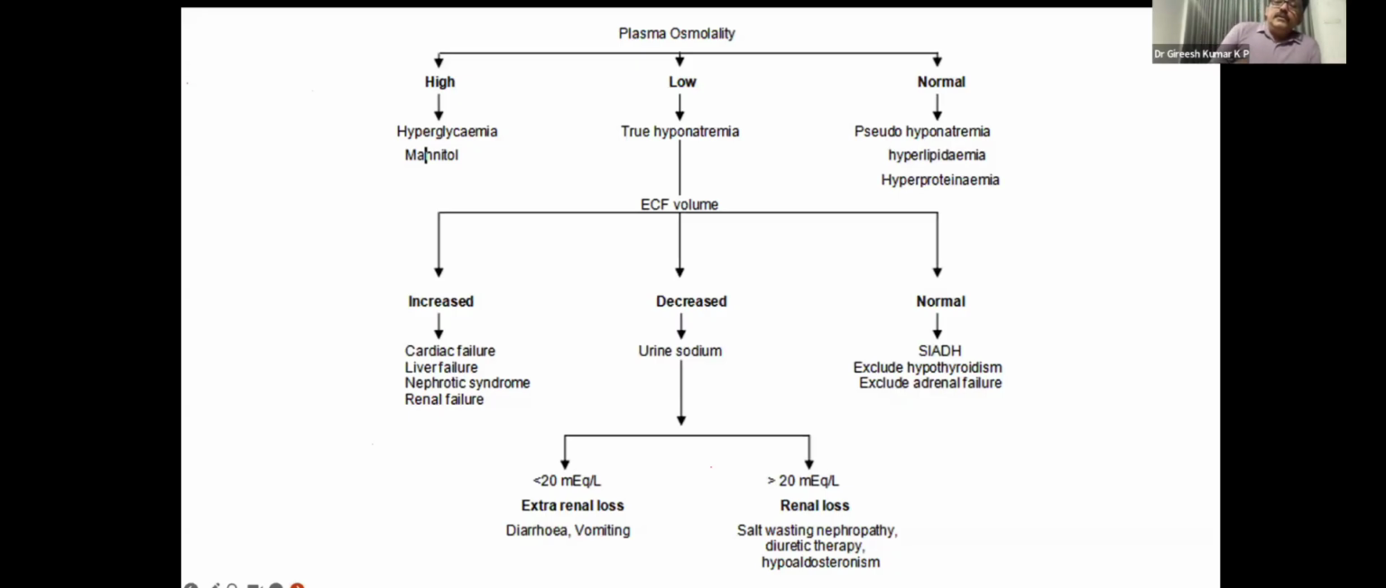Then if the clinical volume status is normal, it can be SIADH. You have to rule out hypothyroidism and adrenal failure. But remember, the actual volume in the body is high in SIADH, but because of some counter-regulatory hormone mechanism, the volume is slightly reduced, but still the patient is having excess volume. That's why in the treatment of SIADH, the main treatment is to stop giving fluid, or fluid restriction. That is the treatment of choice.